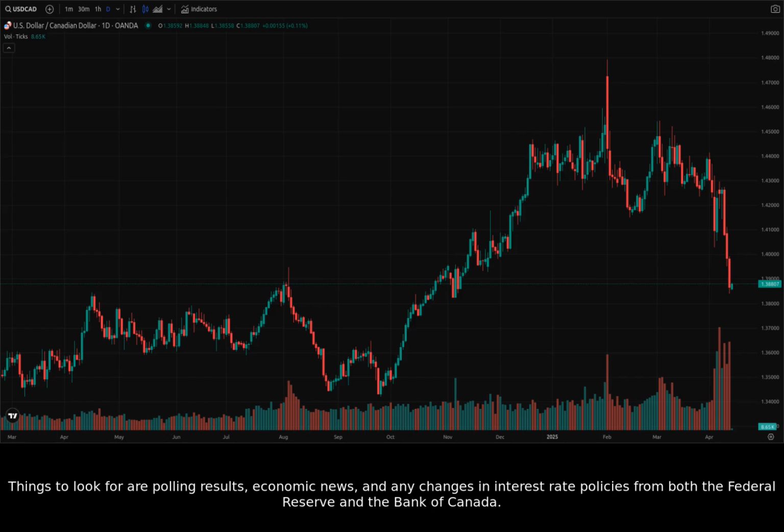Things to look for are polling results, economic news, and any changes in interest rate policies from both the Federal Reserve and the Bank of Canada.